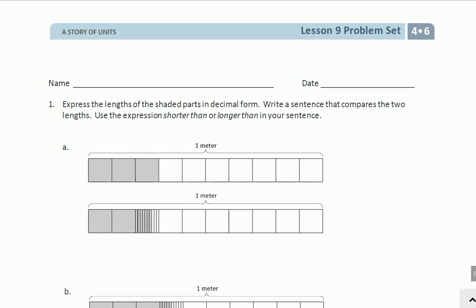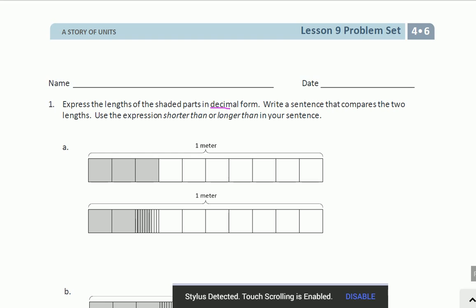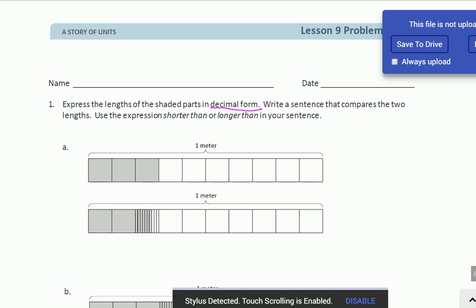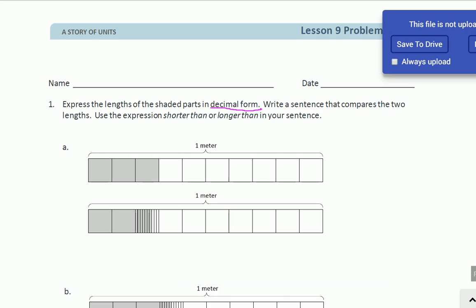So in number 1A, let's look. Express the lengths of the shaded parts in decimal form. Then write a sentence that compares the two lengths. Use the expression shorter than or longer than. Remember, with comparisons we're using longer than, shorter than, greater than, less than. And this time they want shorter than or longer than in our answer.